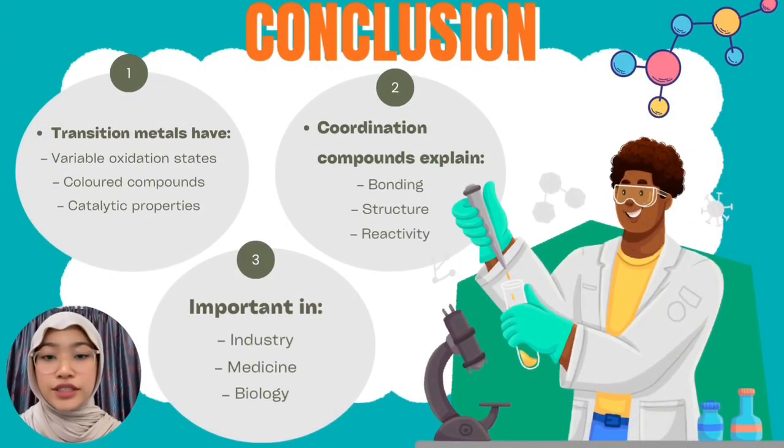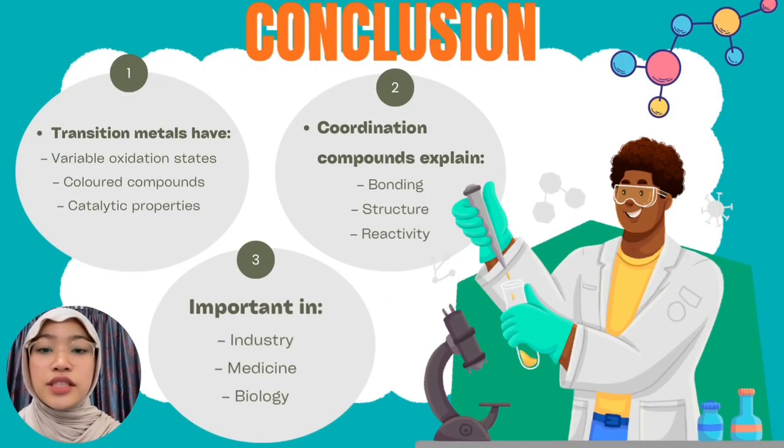In conclusion, transition metals are unique because they have variable oxidation states, form colorful compounds, and show strong catalytic properties. These special characteristics allow them to participate in many important chemical reactions. Coordination chemistry helps explain the bonding, structure, and reactivity of transition metal complexes, making it easier to predict their behavior.